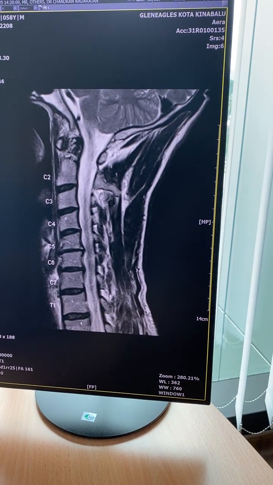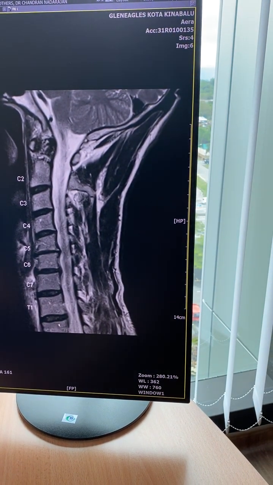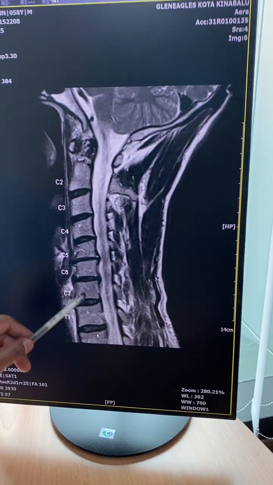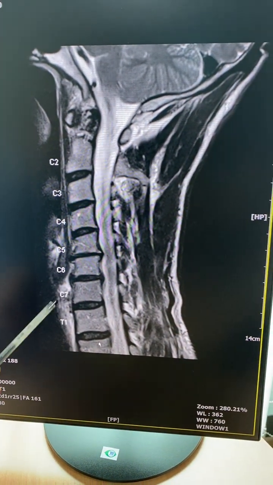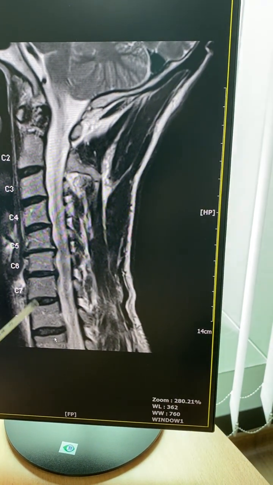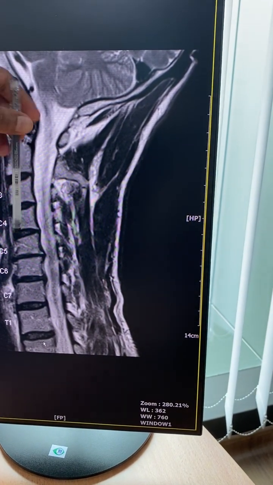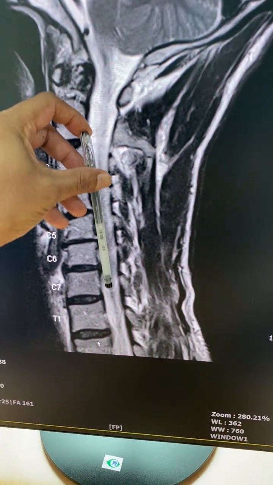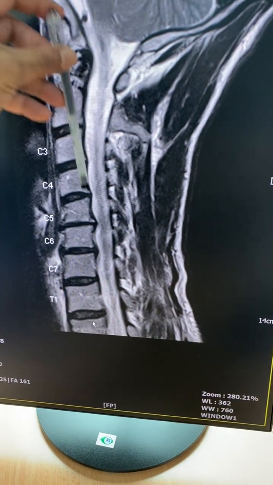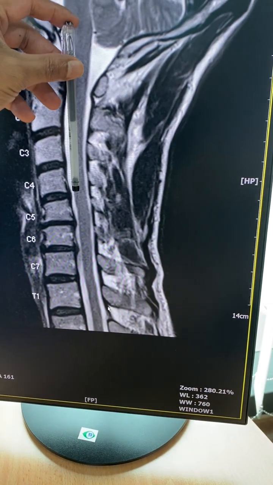Let me first show you what a normal vertebra and disc will look like. You can see somewhere here, this is C7 and T1. This is the bone and this is the disc. And then at the back here, this is known as the spinal canal. This is where your spinal cord passes through. You can see the spinal cord clearly here.